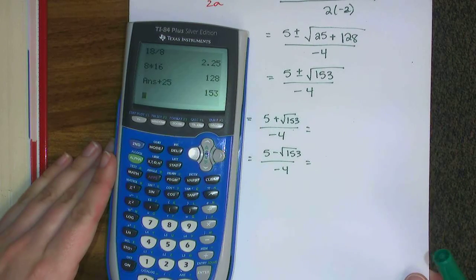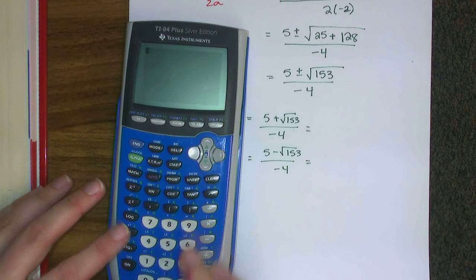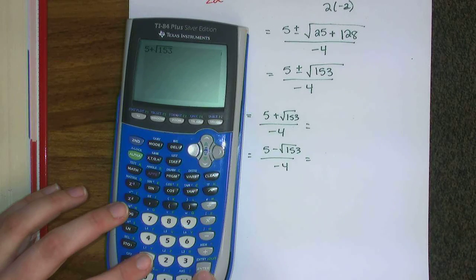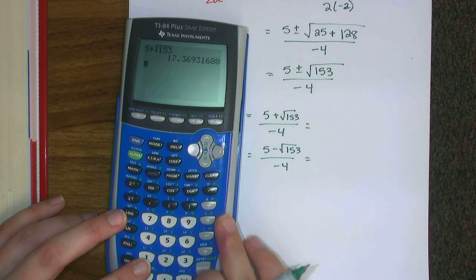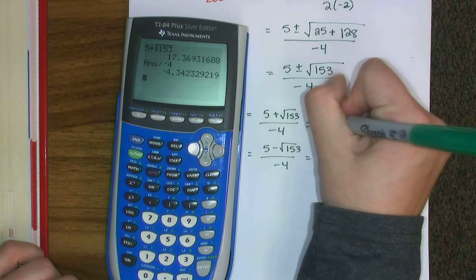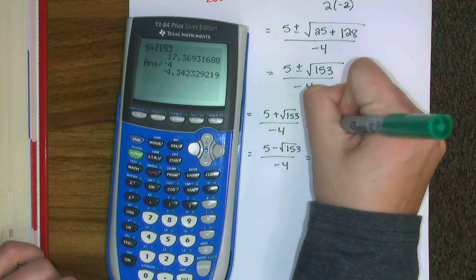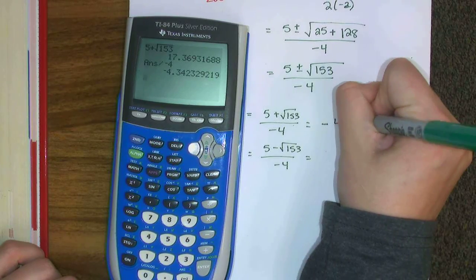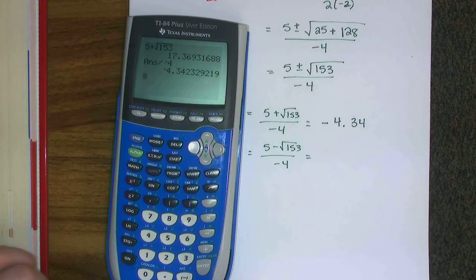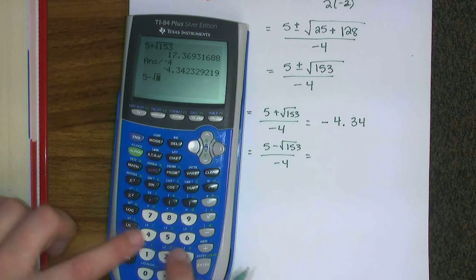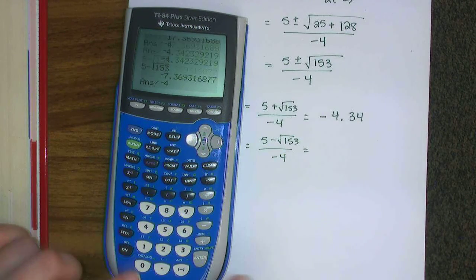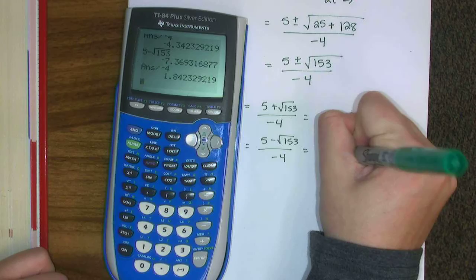Alright, so 5 plus the square root of 153 is 17.369, so I'm going to go ahead and keep that in my calculator and go ahead and divide that by negative 4. So that gives me negative 4.34. Okay, remember 2 decimal places. And then the other one, 5 minus the square root of 153 divided by negative 4 is 1.84. And those are my 2 answers.